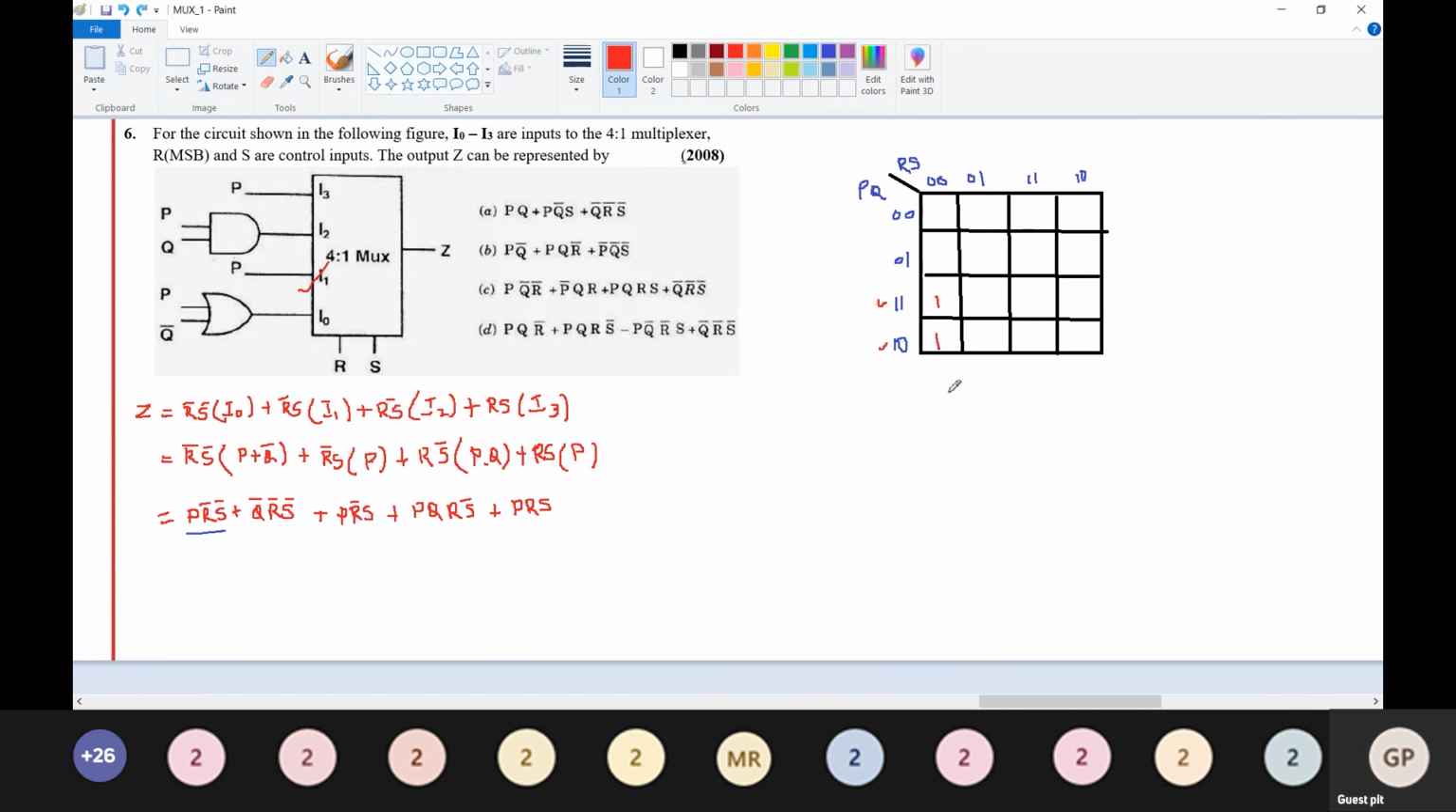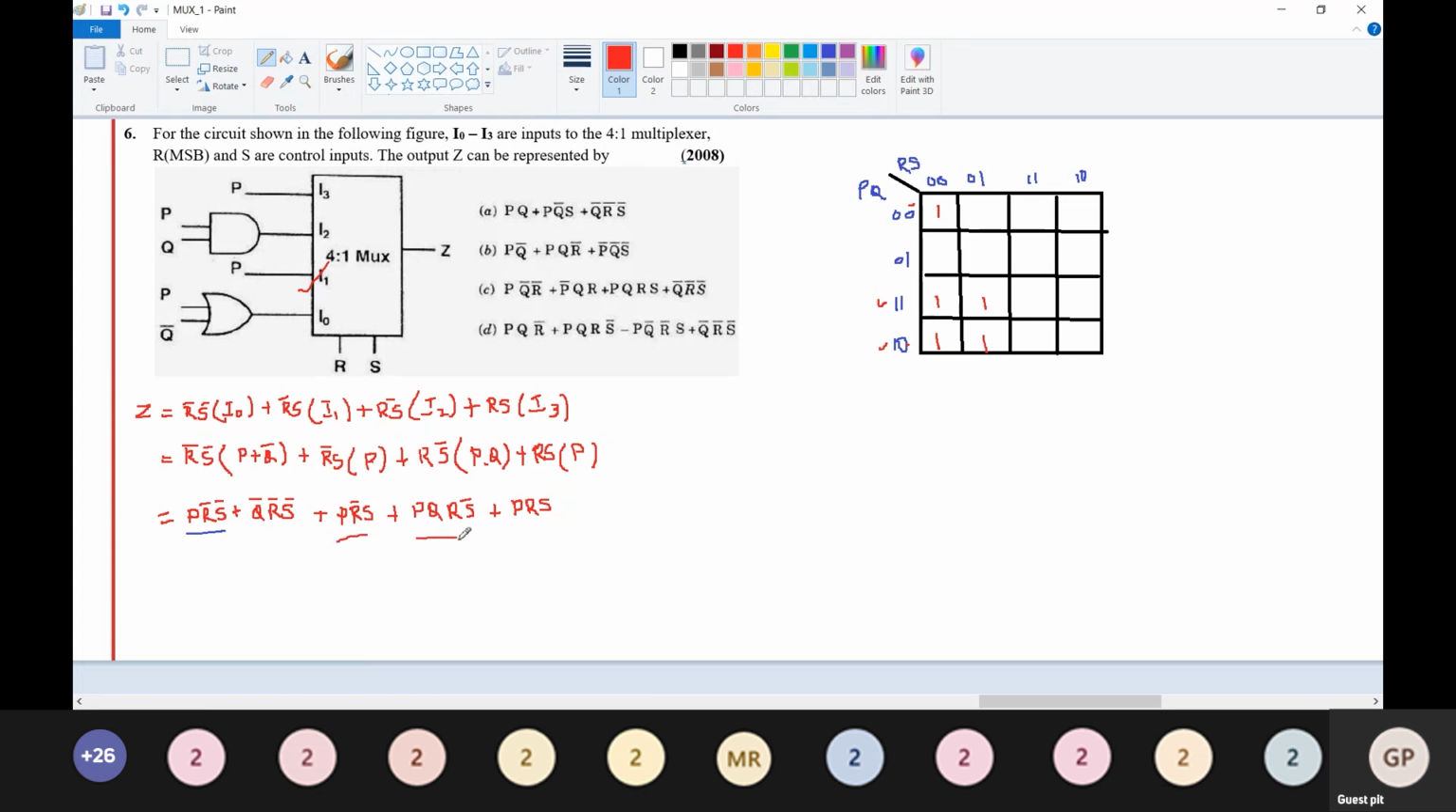So this is P R dash S dash. Next, Q dash R dash S dash. Q dash is nothing but this and this, so we'll plot like this. Here one, and already one we have here. And P into R dash: P is these two rows, R dash is this, so we'll have two ones here because that is a pair.